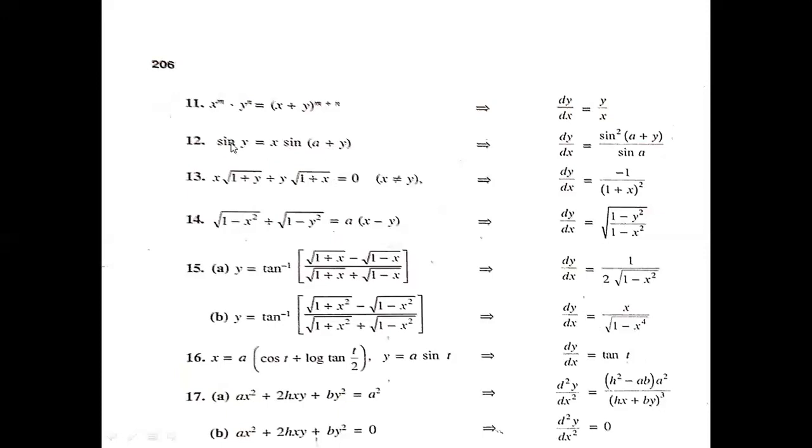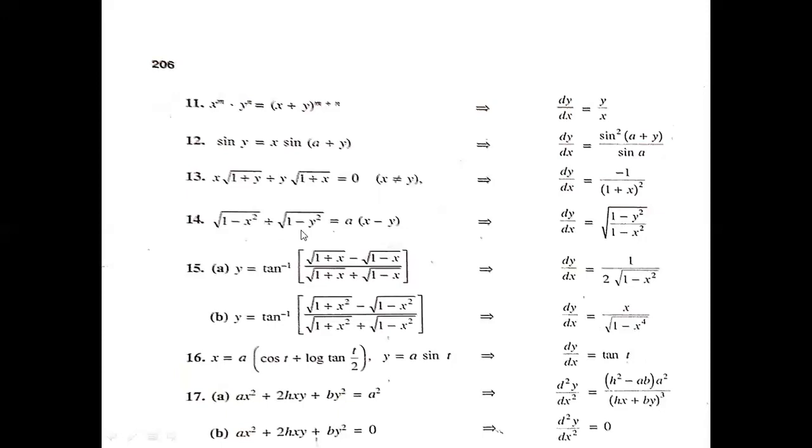Okay? If sin y is equal to x into sin of (a plus y), which many times you solved in the theory also, it implies that dy by dx is equal to sin square of (a plus y) divided by sin a. x root of (1 plus y) plus y root of (1 plus x) is equal to 0. This is a miscellaneous exercise question. Then dy by dx is equal to minus 1 by (1 plus x) whole square.